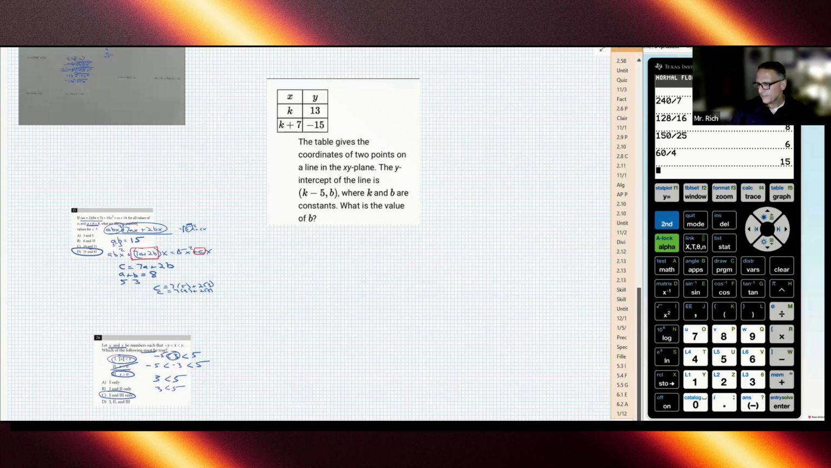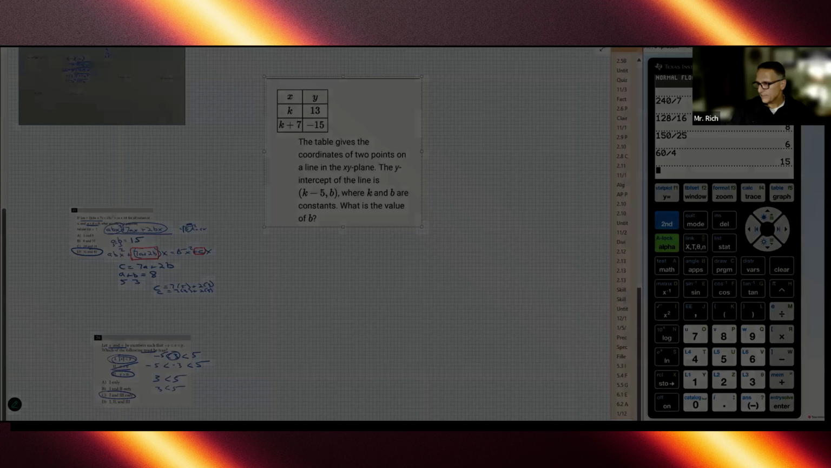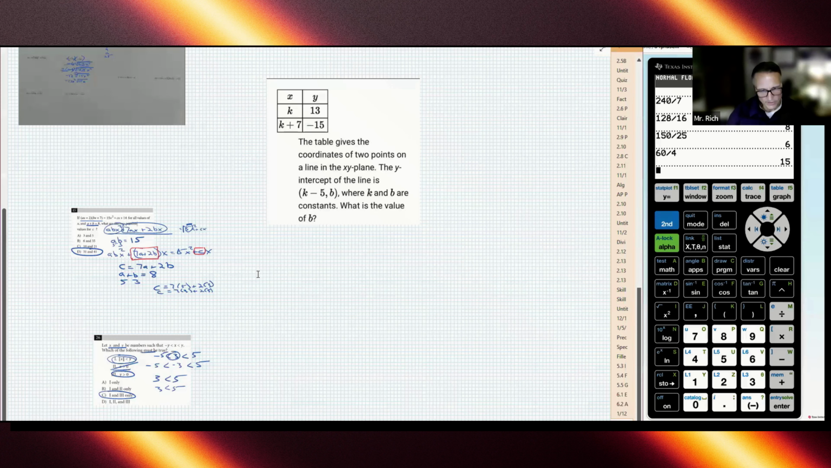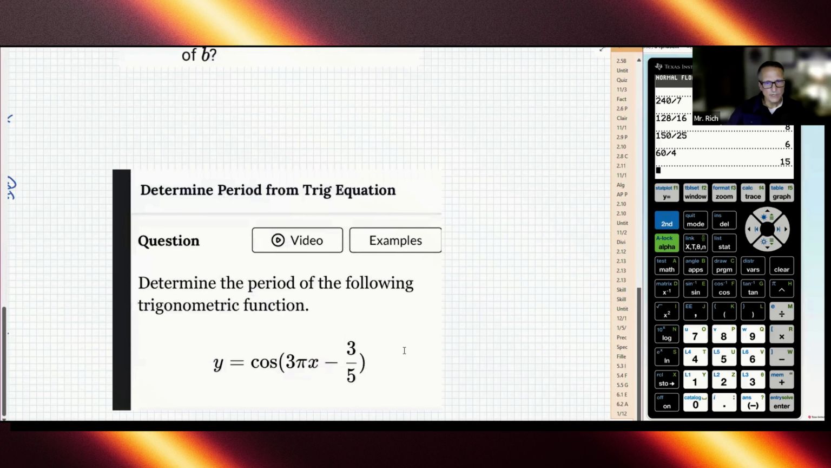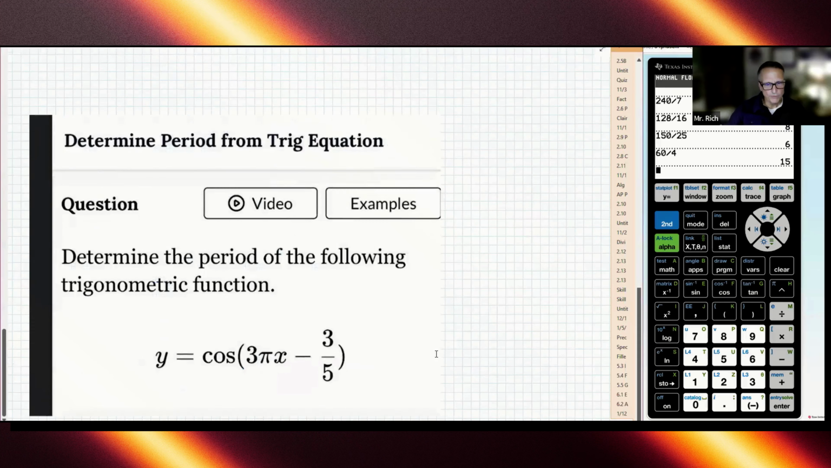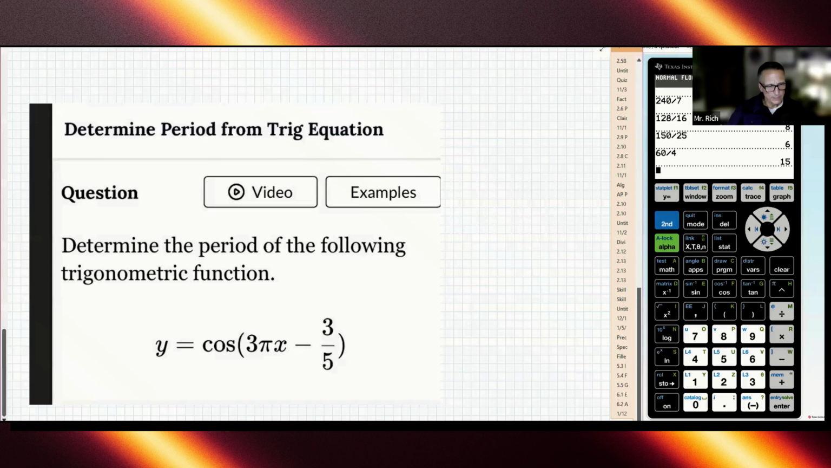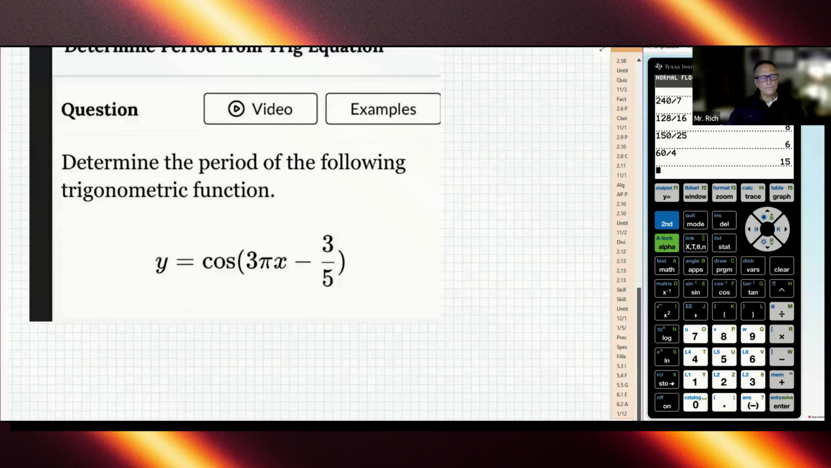All right, I got to get this out of the way, and let's copy this and bring this over. So here's the next question. Determine the period from a trig equation. This has got to be AP Precalc.